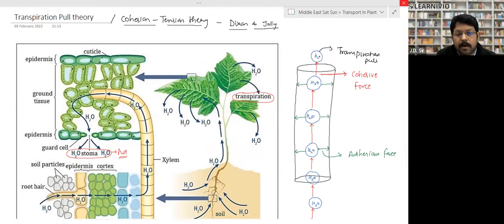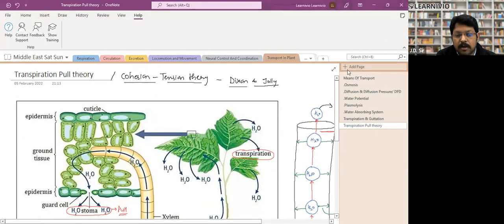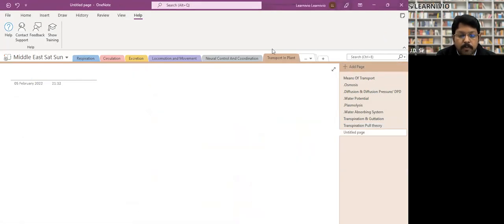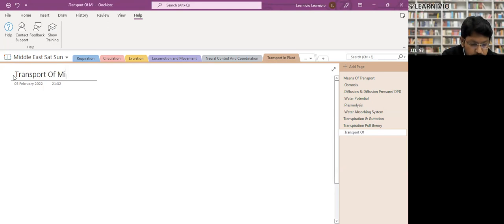So look, the mineral ions which are taken through the apoplastic pathway do not require any energy, but the mineral ions which are taken through the symplastic pathway do require energy, and active transport takes place, right? Transport of mineral nutrient.